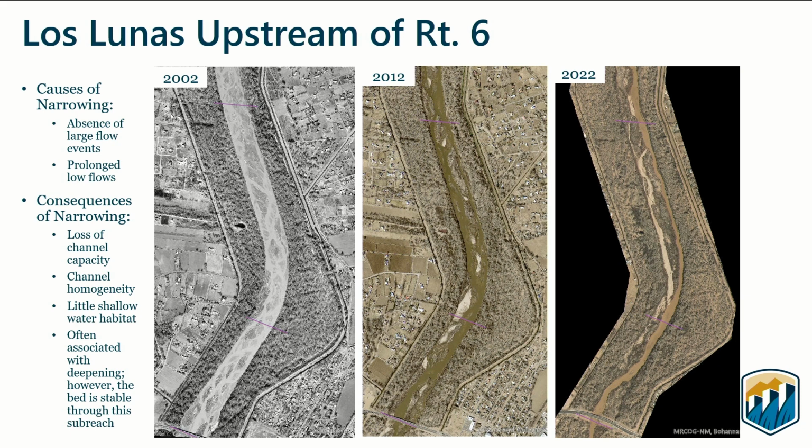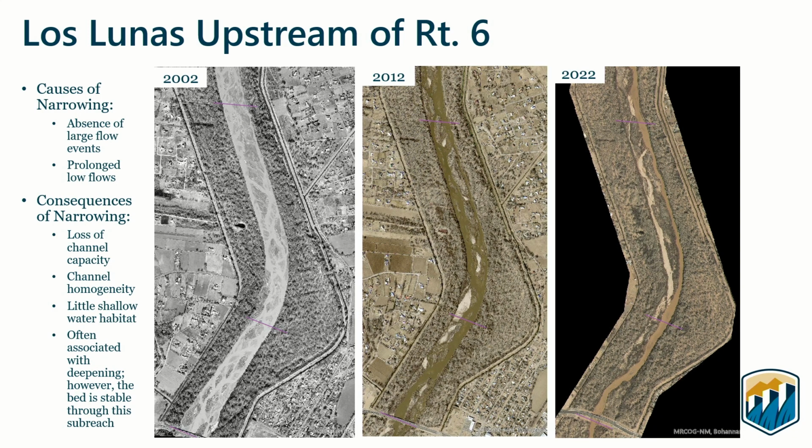So the consequence of the narrowing is a loss of channel capacity. In a habitat sense, this is a little complicated, because what it means is that it's overbanking at low flows. You could make an argument that that's a good thing in some cases, but from an infrastructure protection perspective, there's a line where going overbank at too low a discharge becomes an issue, right? So with this narrowing, we're now getting overbanking through this reach at a third of the discharge that we could see maybe just 10 years ago, in 2012.